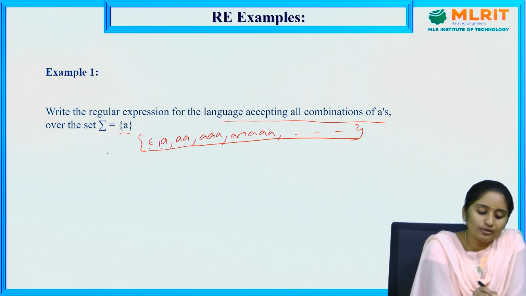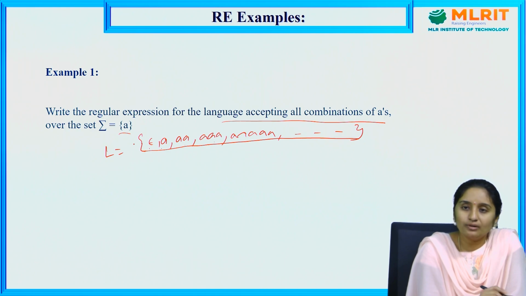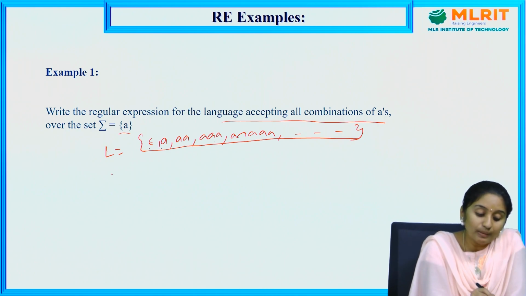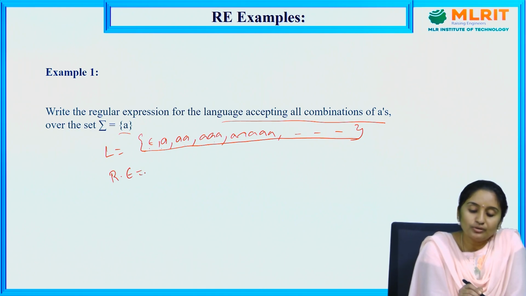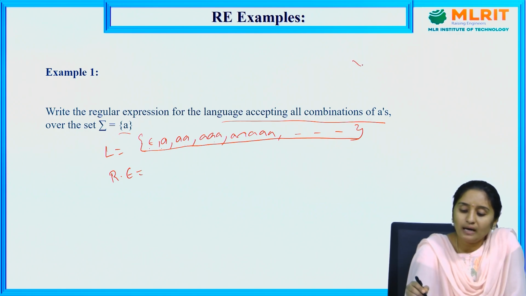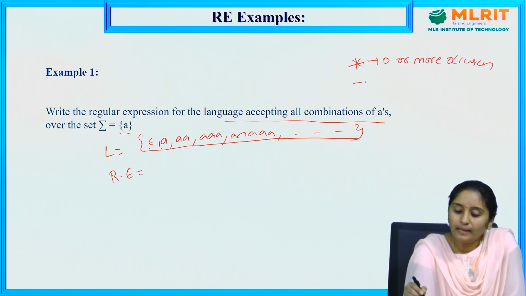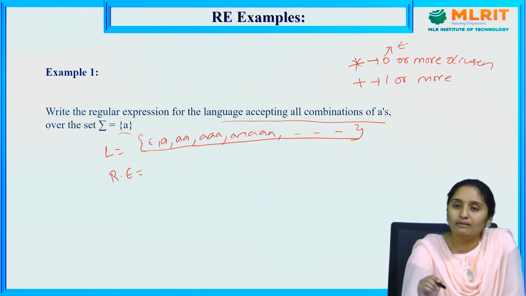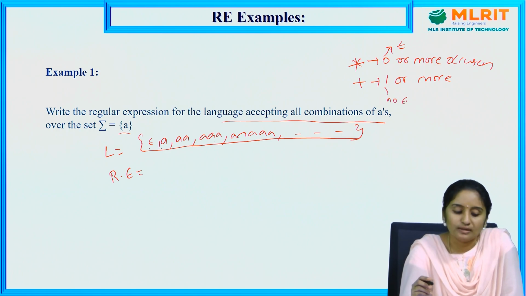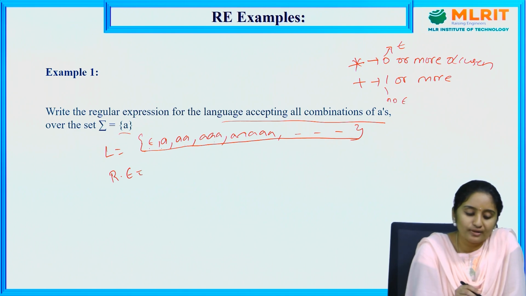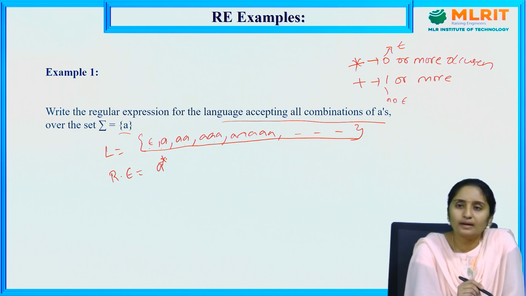So this is in the form of a language. What will be the regular expression for me here? There are three types, we have seen star. Star is nothing but it points to 0 or more occurrences. Plus is nothing but 1 or more occurrences. So 0 means nothing but here we are going to have epsilon. 1 means there is no epsilon here. So how can we write the regular expression for it? A star, right? A star.